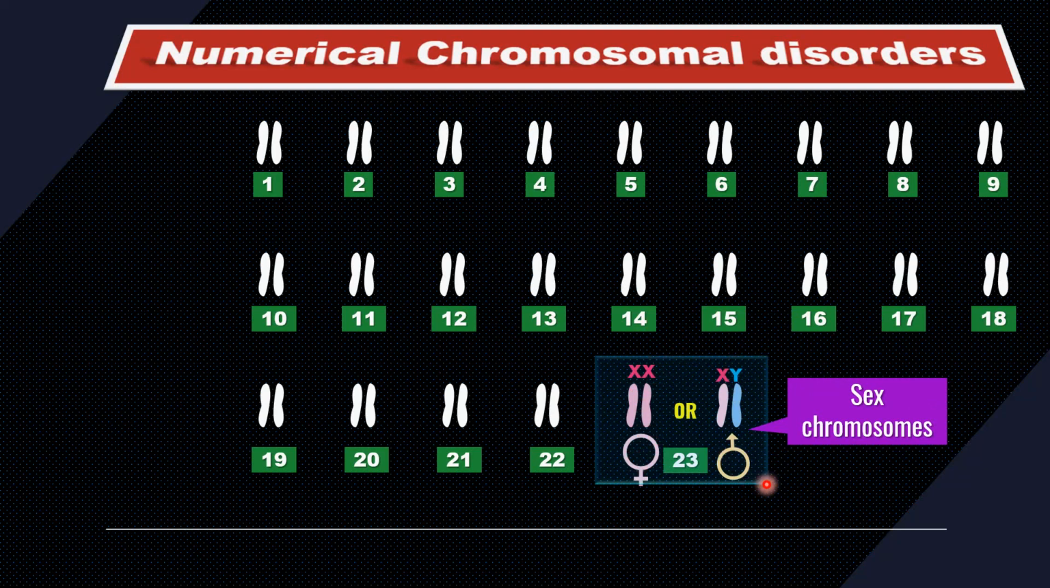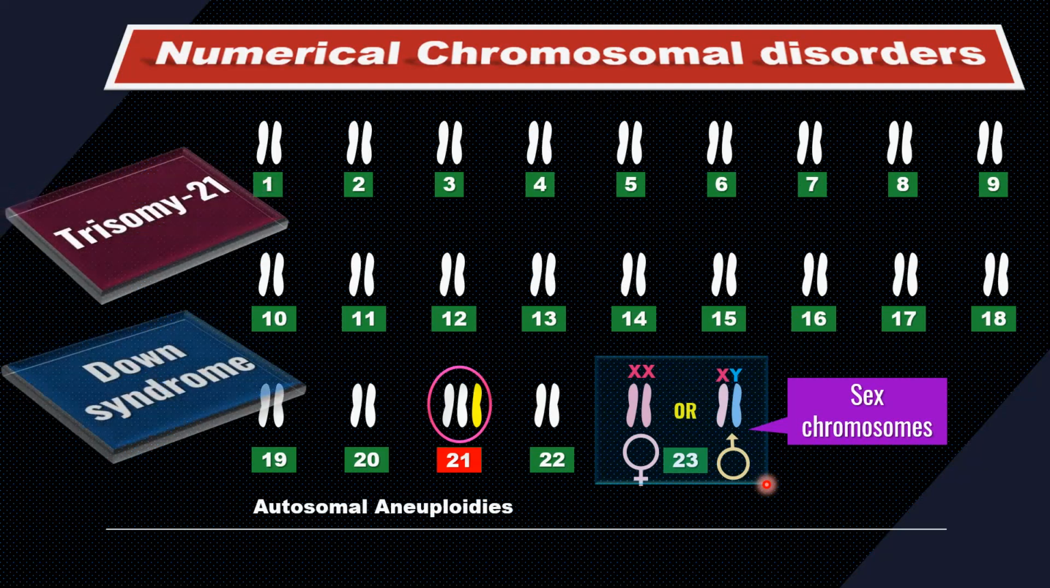Now we'll see the numerical chromosome disorder. Observe the 21st pair of chromosomes. Here an extra copy of the chromosome is present. Then it would be referred to as autosomal aneuploidy. This is called trisomy 21, and the name of the disease or disorder or abnormality is called Down syndrome.